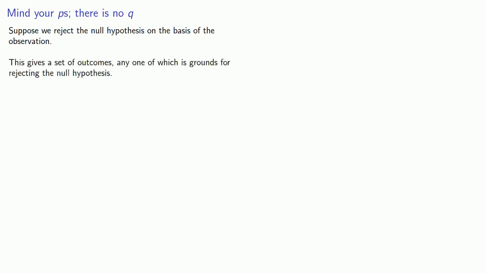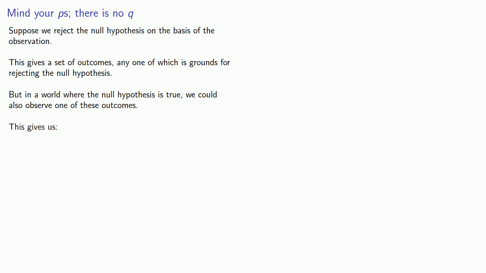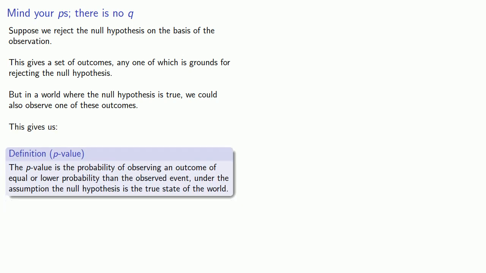And this leads to the following idea. Suppose we reject the null hypothesis on the basis of the observation. This gives us a set of outcomes, any one of which is grounds for rejecting the null hypothesis. But in a world where the null hypothesis is true, we could also observe one of these outcomes. And this gives us the following idea, what we call the p-value. The p-value is the probability of observing an outcome of equal or lower probability than the observed event under the assumption that the null hypothesis is the true state of the world.